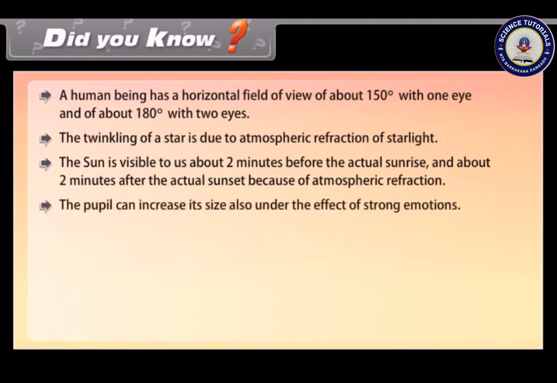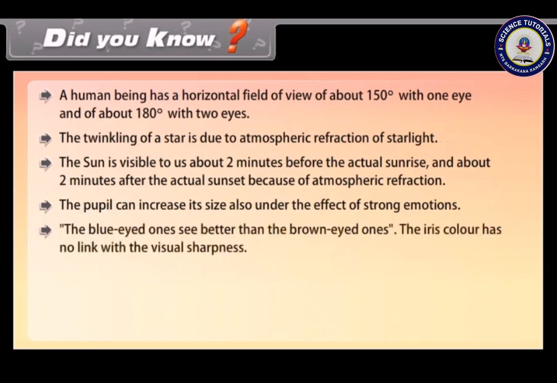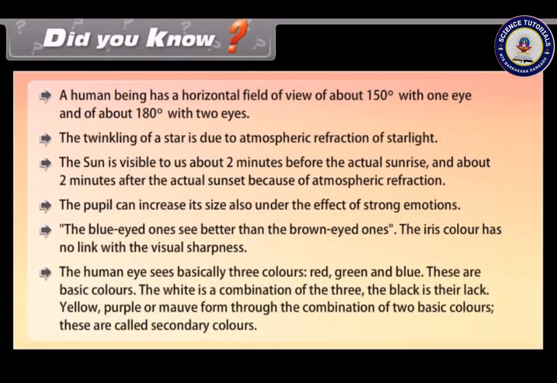The pupil can increase its size also under the effect of strong emotions. The blue-eyed ones see better than the brown-eyed ones? The iris color has no link with the visual sharpness. The human eye sees basically three colors: red, green, and blue. These are basic colors. The white is a combination of the three. The black is their lack. Yellow, purple, and mauve form through the combination of two basic colors. These are called secondary colors.